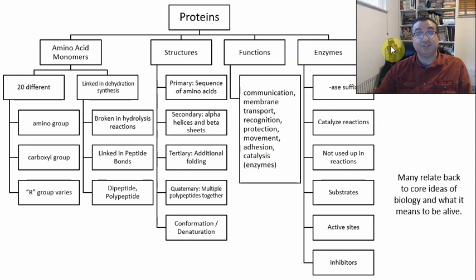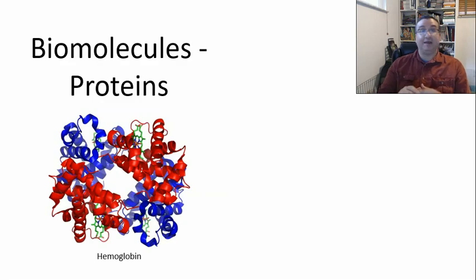So we can start to form a web of knowledge because all of these topics relate back to core ideas of biology and what it means to be alive. We talked about how proteins affect evolution, how they affect cells, how they affect homeostasis, how they affect our metabolism. And so we can really see some of the many jobs proteins do as a way to understand life. And so altogether, this has been our lecture on the biomolecules known as proteins.